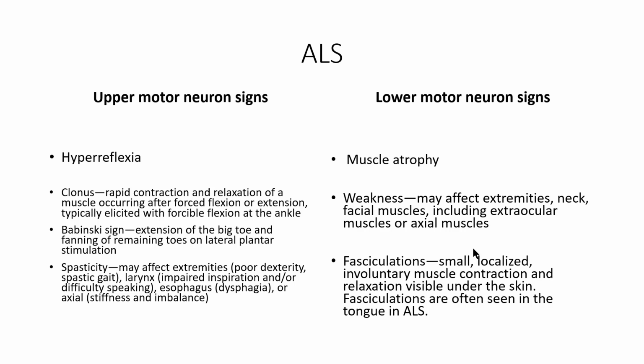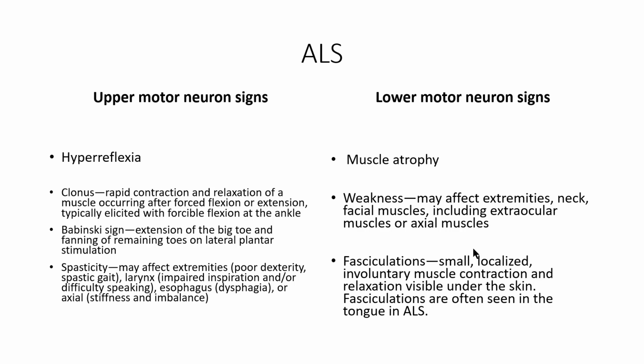And then spasticity and poor dexterity, they can't control where their limbs are going. If it affects the cranial nerves, which it eventually will, they'll have problems with inspiration, difficulty speaking, and dysphagia, or difficulty swallowing.